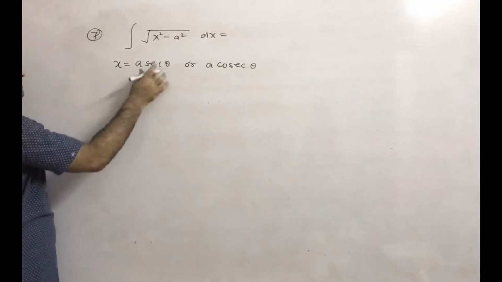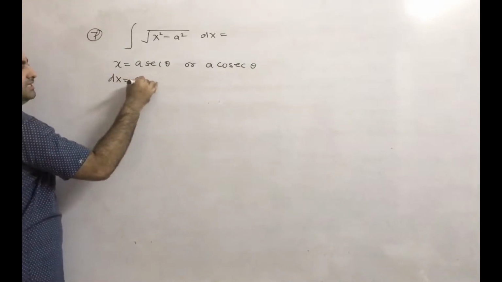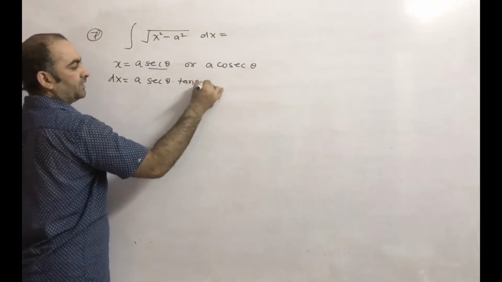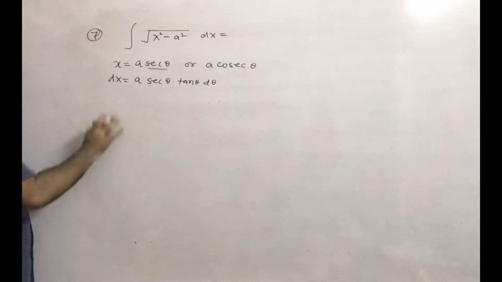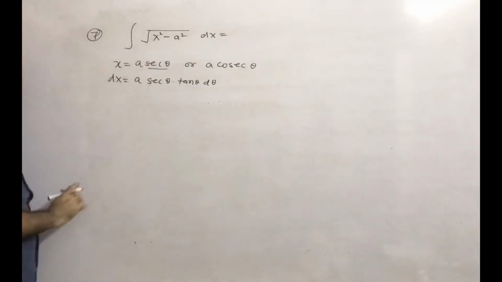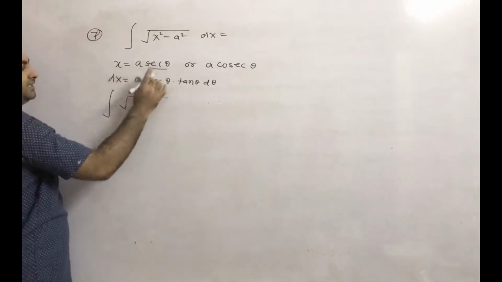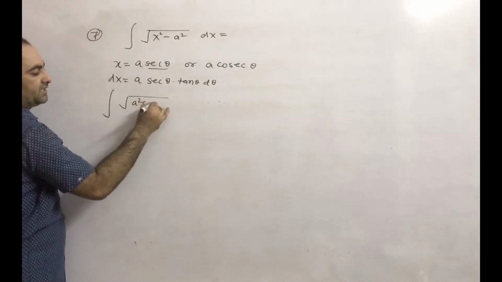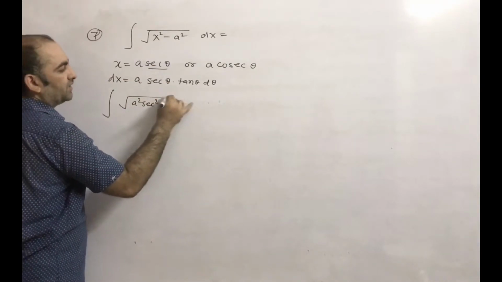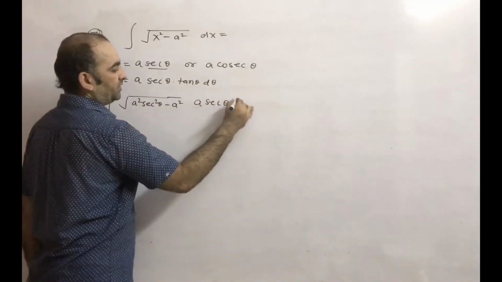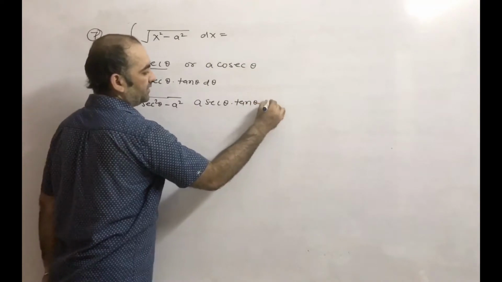So we have to differentiate this one. So dx equals a secant theta differentiated, which becomes a secant theta tan theta d theta. Here we have to put the x and theta values. So the integration of root over x square minus a square becomes root over a square secant square theta minus a square, times dx, which is a secant theta tan theta d theta.